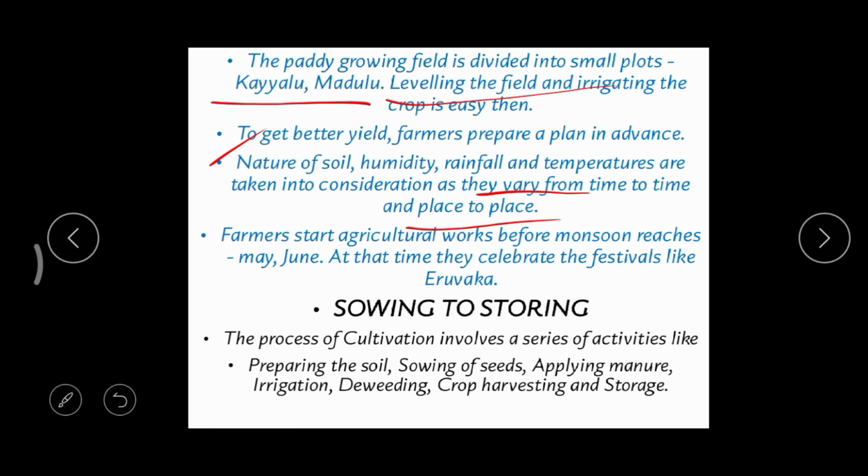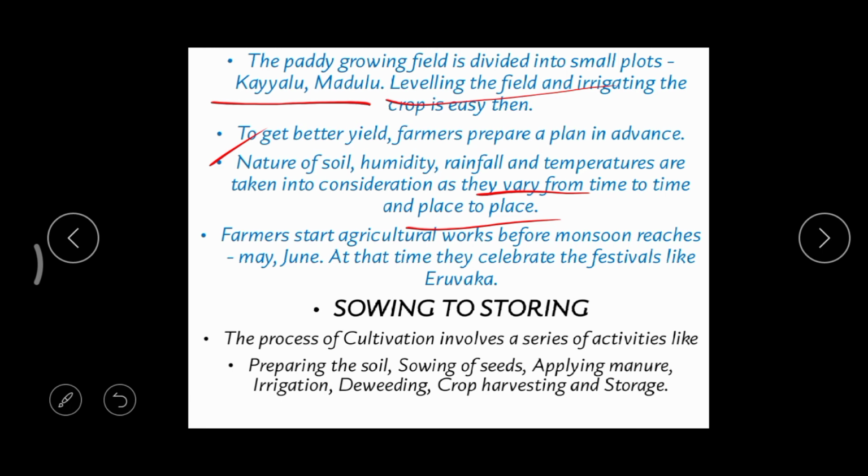And then farmers start agriculture works before the monsoon reaches, right? Before monsoon means beginning before the rainy season, they start the work. Why? Because in the rainy season we get much water. That's why before this rainy season they prepare the soil, and they make everything ready, so that by the time the rains occur, they get good profits.